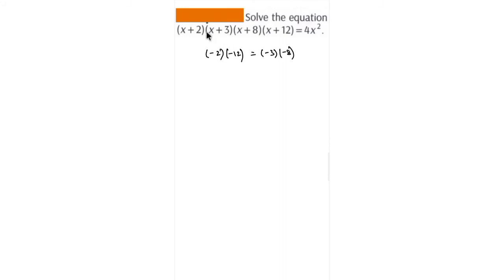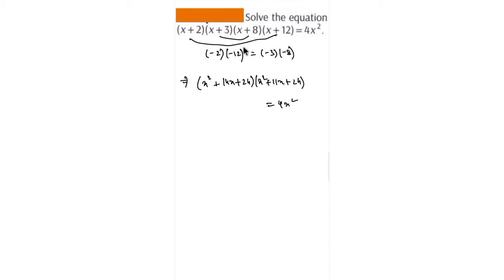So the thing is we have got this to be equal, so I can transform this equation into x square plus 14x plus 24. Let me write it once again. x square plus 14x plus 24 into x square plus 11x plus 24 is equal to 4x square. The thing is, because of minus 2 into minus 12, I've just clubbed these two factors into this form and these two factors into this form.